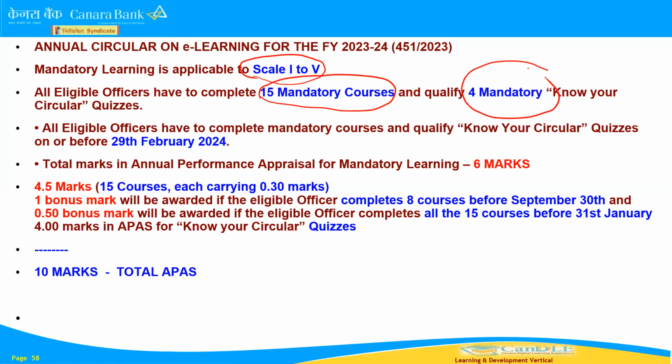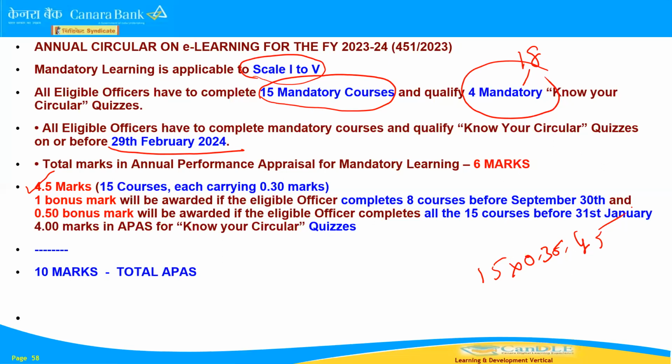And these quizzes are also conducted every second and fourth Thursday, I think. They are conducting these mandatory quizzes. 18 quizzes will be conducted and we have to pass 4. For that we will get 4 marks. Okay. All eligible officers have to complete CANDLE by 29th February. The deadline is 29th February. For these 15 courses, the bank said they will give 4.5 marks. That means 15 courses into 0.3 marks for each course. It is coming to 4.5.